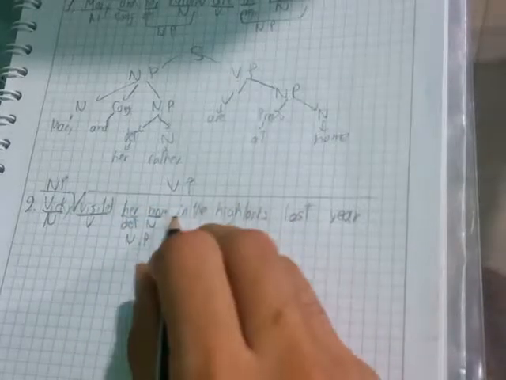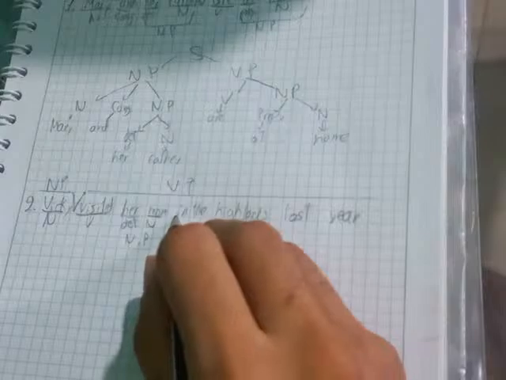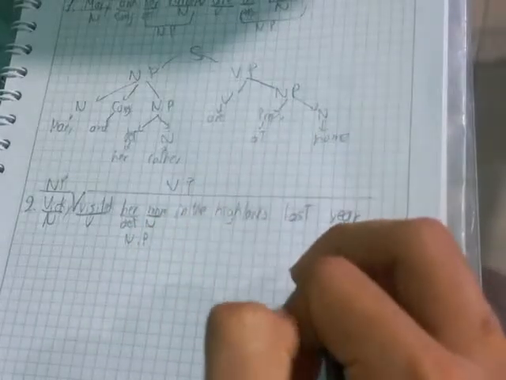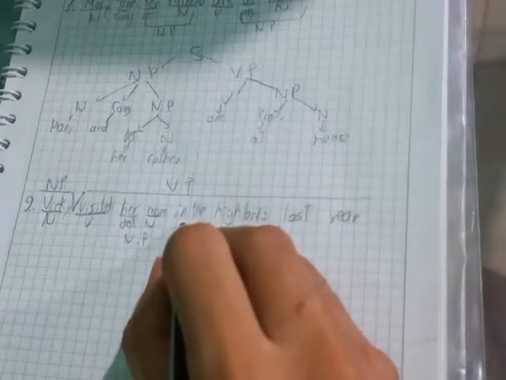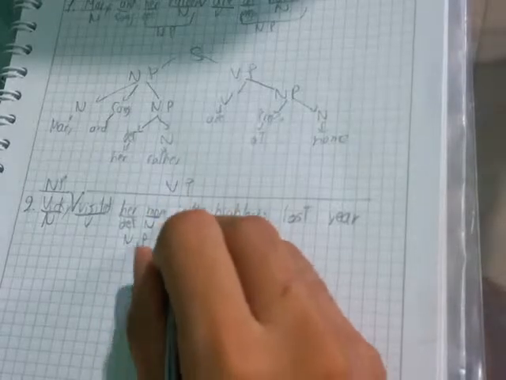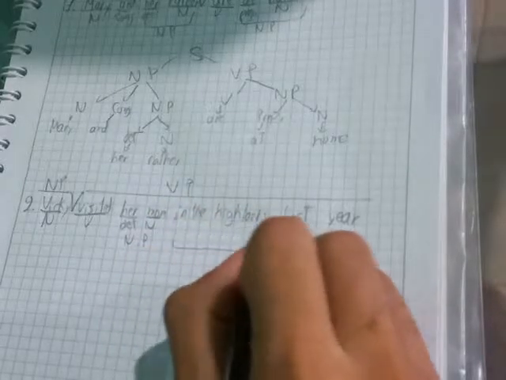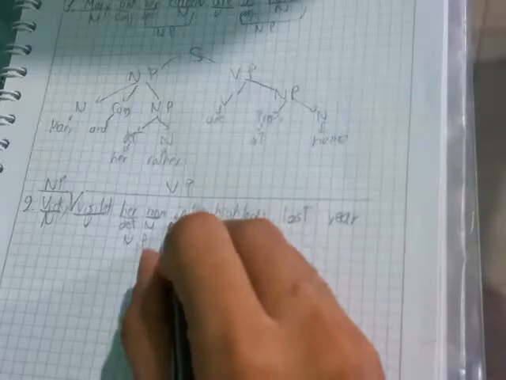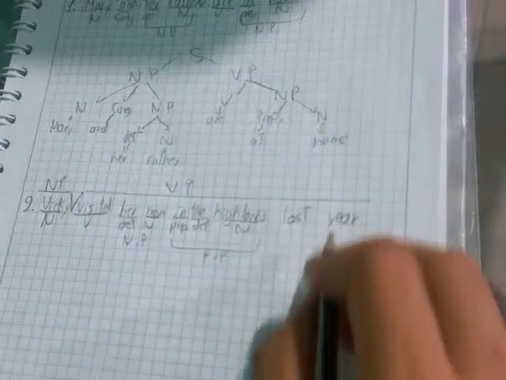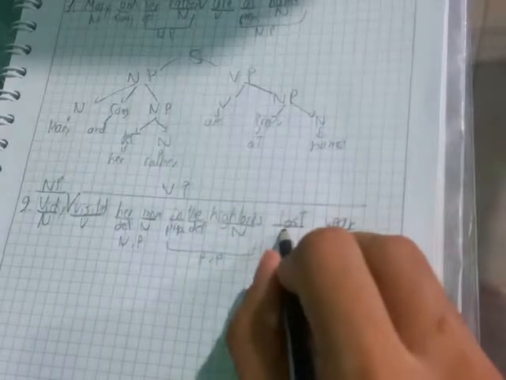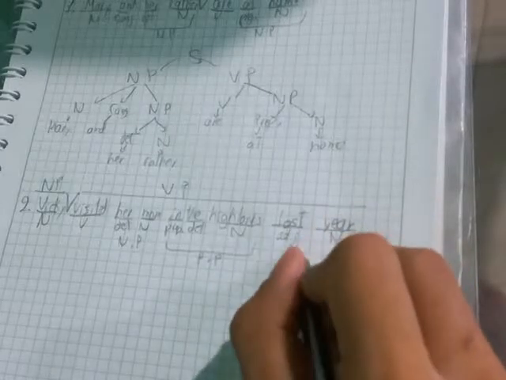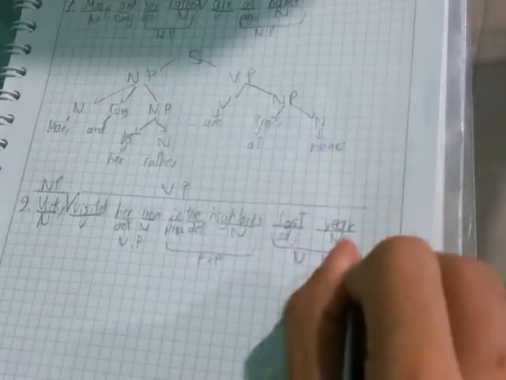In the highlands, we've got here a prepositional phrase. We've got a preposition, a determiner, and a noun. Last year, this would be an adjective, and year would be a noun. We've got here a noun phrase.